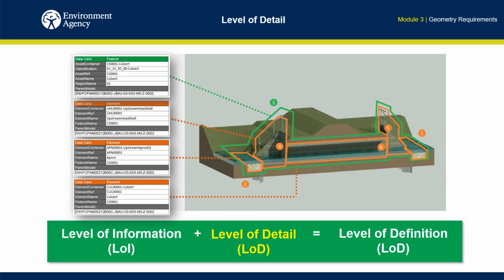Level of detail is one component of the level of definition of a graphical model. The second component is level of information, which shall be covered later in this training module. Level of detail represents the level of accuracy in geometry, the composition of objects, and their aesthetics.